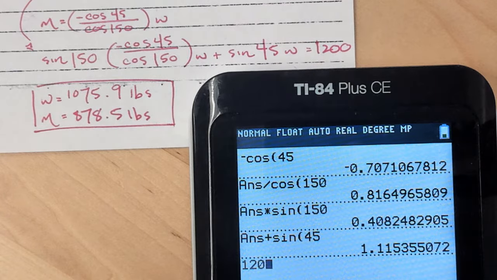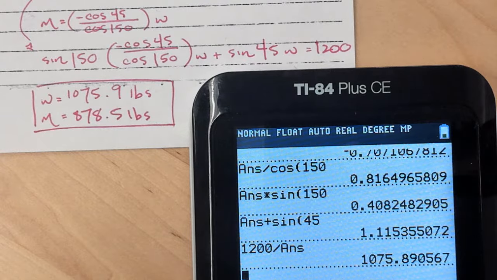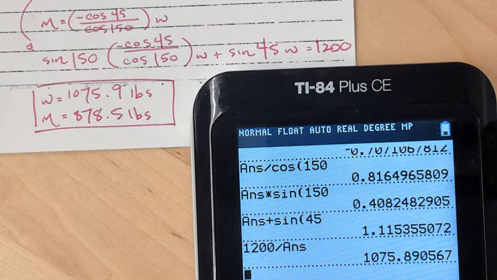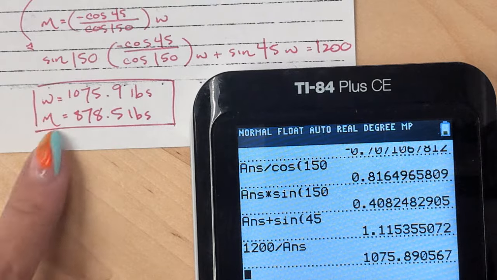I'm going to keep my fingers crossed. Divided by answer, second, and then on the bottom. And then I'm going to press enter. Yes, I got it. Okay, so that's supposed to be this first answer for W.